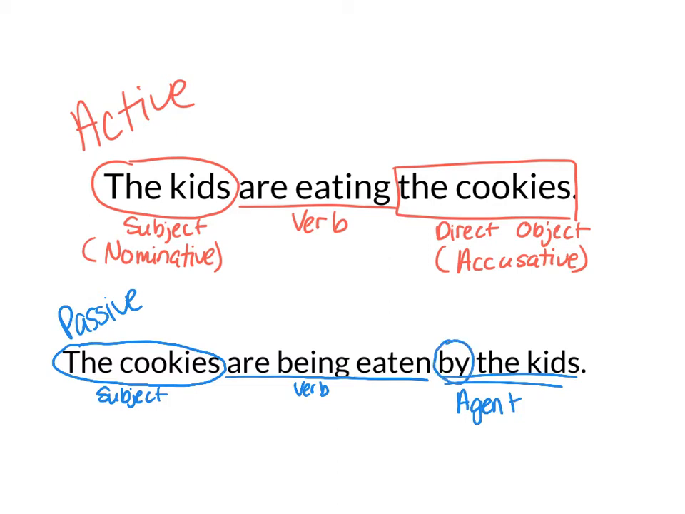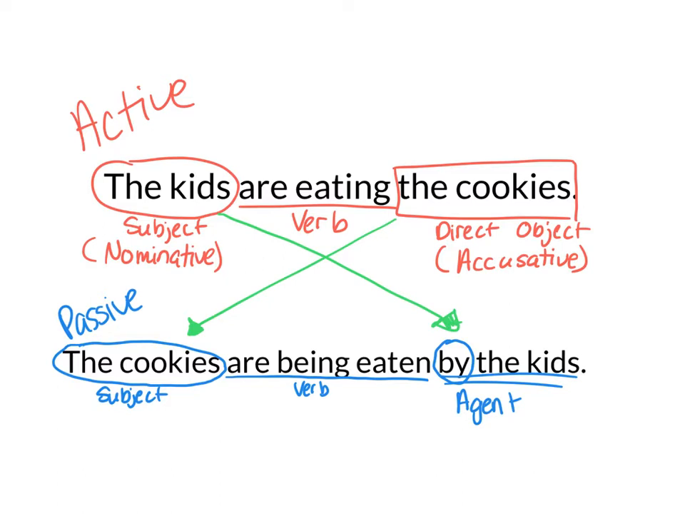So to go from an active sentence to a passive sentence, we're going to turn the subject from active into the agent in passive, telling you who does the verb. And the direct object, the thing getting verbed in the active sentence, gets turned into the subject in the passive sentence. So active, the kids are eating the cookies, and passive, the cookies are being eaten by the kids.